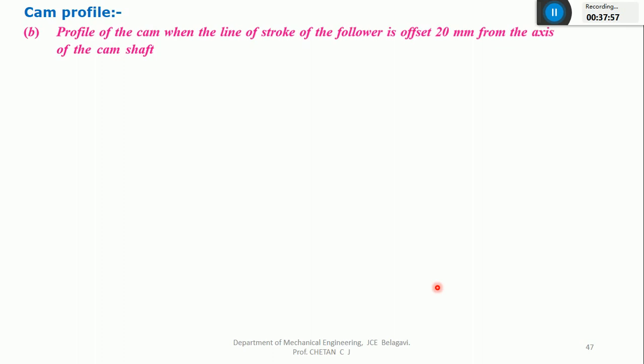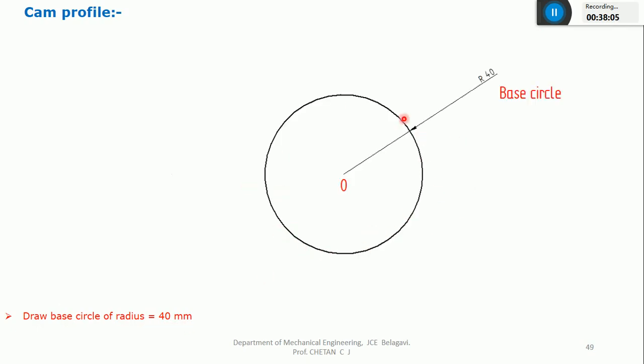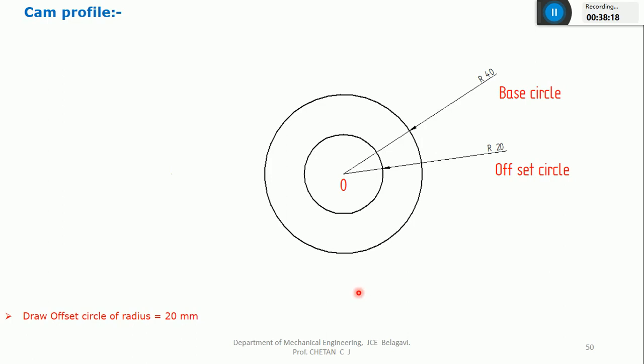The first step, again, I'll go with the base circle radius, that is 40 mm. Again, similar to the first condition, I'll draw a base circle with a radius of 40 mm. Now I'll indicate the center of the circle as O. Then I'll draw an axis passing through this base circle. Before that, draw one more circle and take the center as again point O.